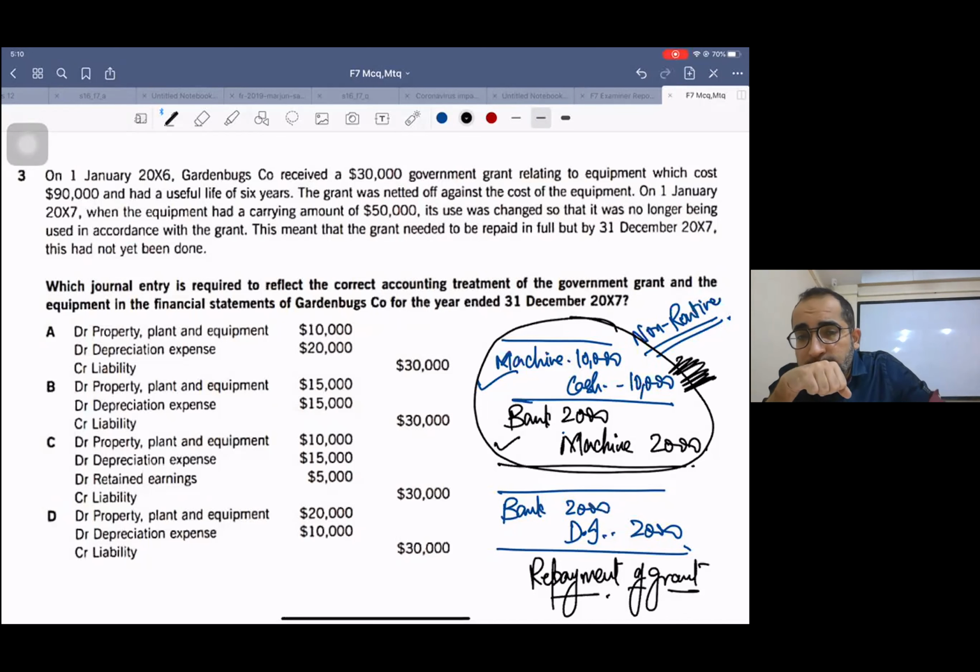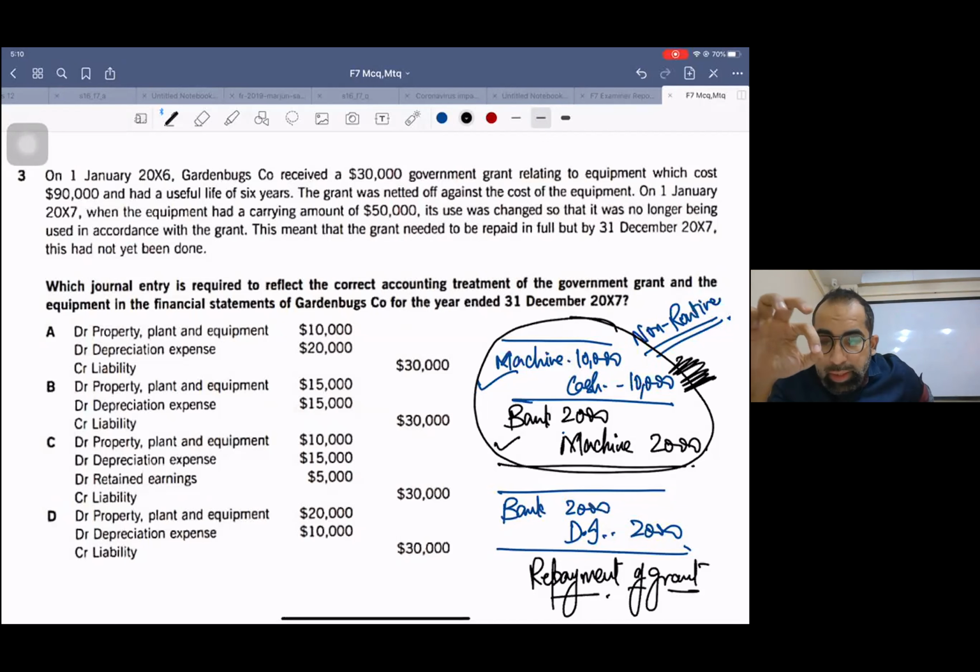But my dear student, this repayment of grant topic you have done with deferred income. Many students have done the repayment of grant topic with deferred income, but this time the question says you have to use the net off approach and there is a repayment. So how to do it? Let's try it. My first advice is to take a picture of the question, because I'll change the screen.